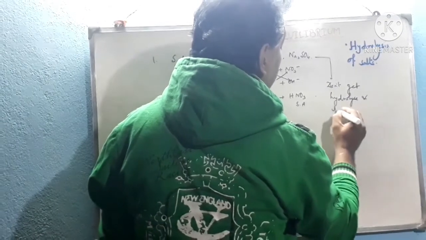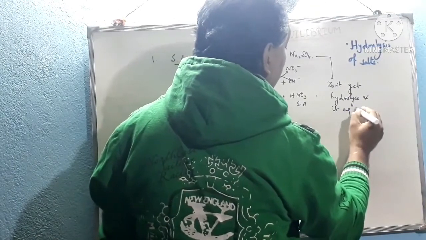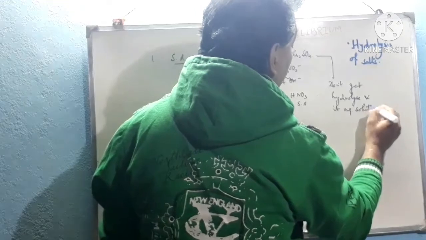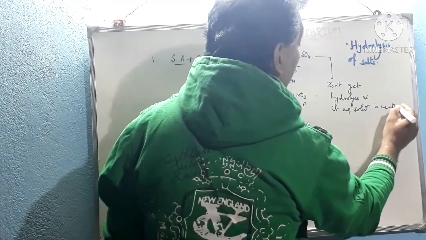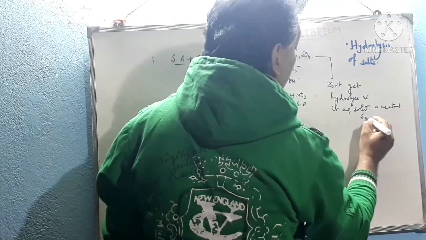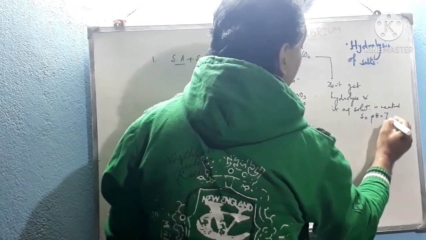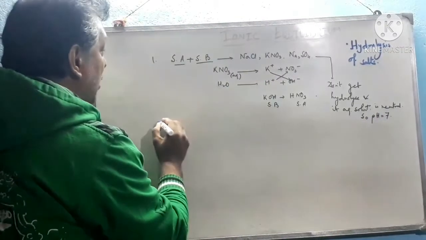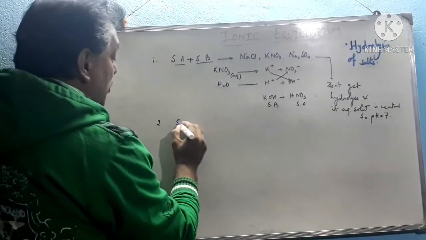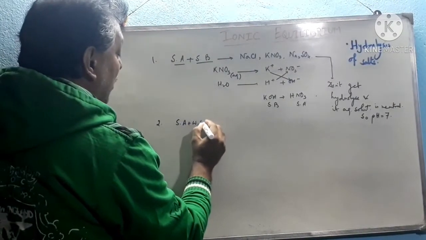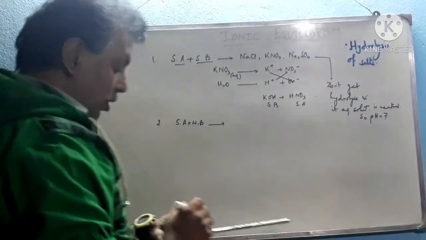Its aqueous solution is neutral, so the pH of the solution becomes 7. Now in case of the second category, suppose strong acid and weak base salt.